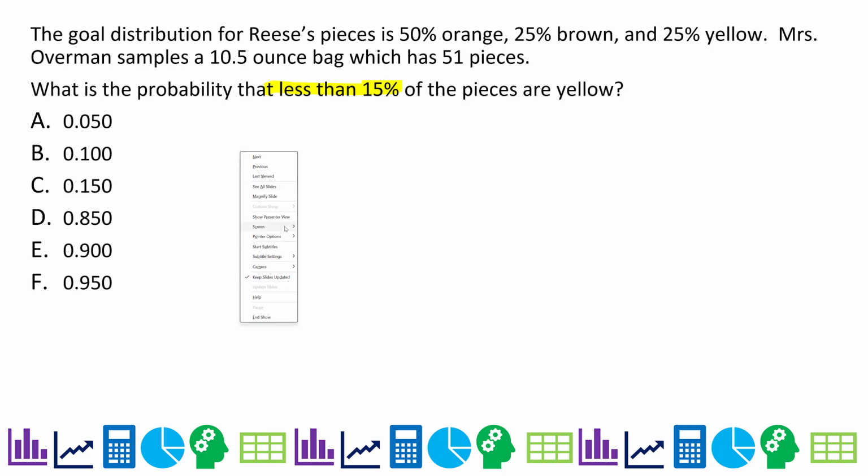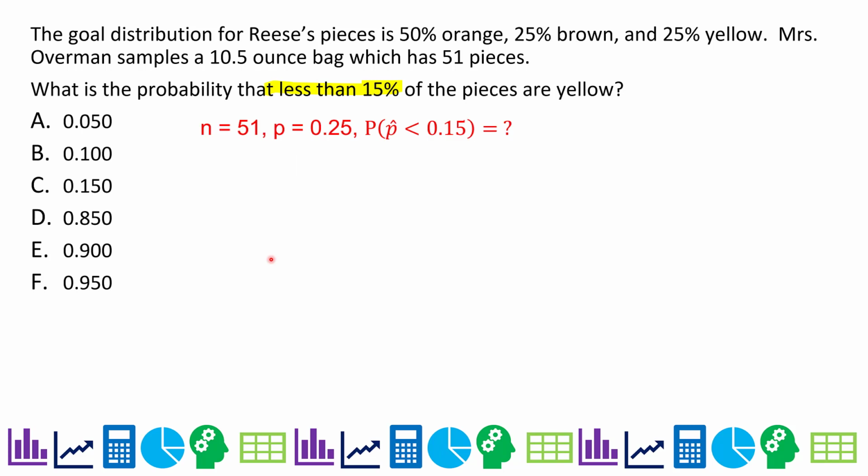So what we're going to do is go ahead and first check conditions. You should always be prepared to do that. First of all, here's our information. N is 51, P is 0.25, and I'm trying to find the probability that my sample, which is why I have P hat here, is less than 15% or 0.15.